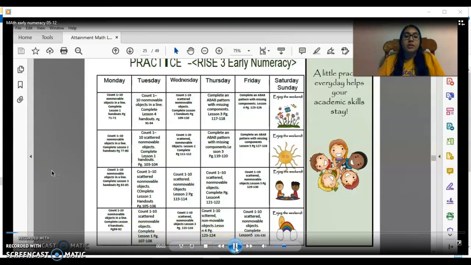We will be working on math, early numeracy. So let's move on to Tuesday's assignment, week 3. We are counting 1 through 10 scattered, non-movable objects. Complete lesson 1 handouts, page 105 through 106. So now let's locate your pages.